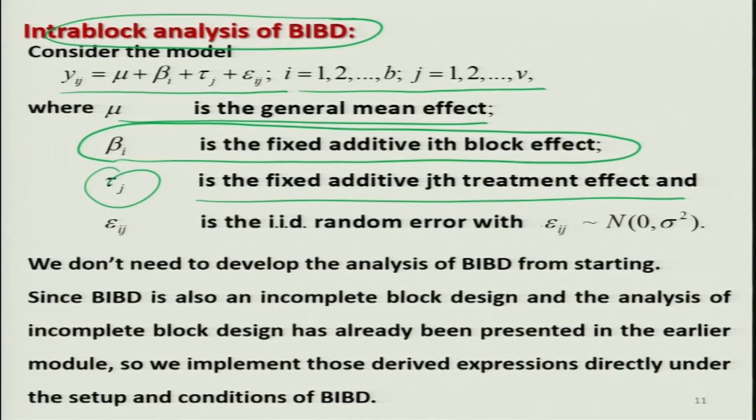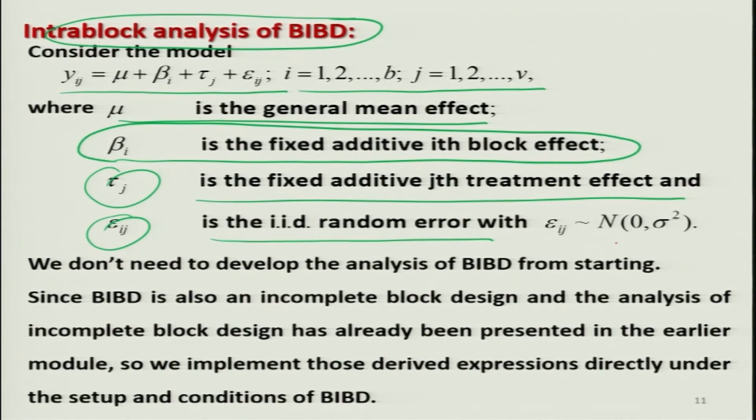Right. And remember one thing, that in the case of intra-block analysis, we consider the fixed effect model. It was only during the inter-block analysis that we considered the mixed effect model, where we took the block effect to be random. And here epsilon_ij is the IID random error, and we assume that epsilon_ij follows a normal distribution with mean 0 and variance sigma square. Right.